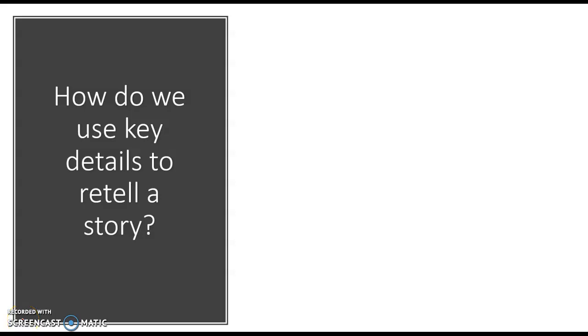Your lesson essential question is, how do we use key details to retell a story? So you know that the key details are the most important details in a story. We'll be using those most important details to recount or retell a story today. So basically we'll be summarizing.